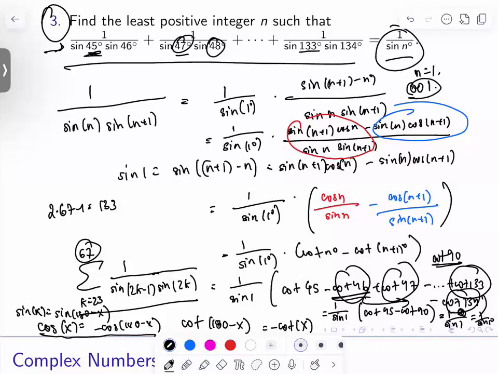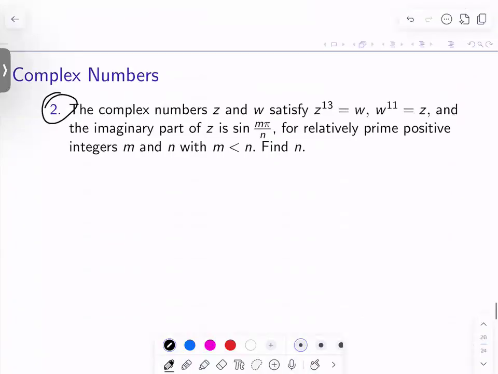Okay, if no one has any questions, then I'm going to move on to the second problem that Andrew said you needed help with from the homework. The second problem was complex 2, and this is a complex number z and w satisfying z to the 13th is equal to w, w to the 11th is equal to z, and then they write this generic expression for the imaginary part of z, and we need to find that expression.